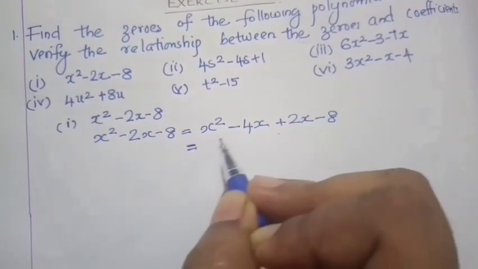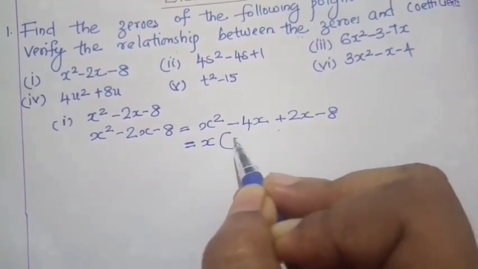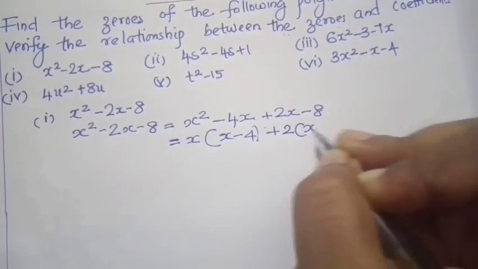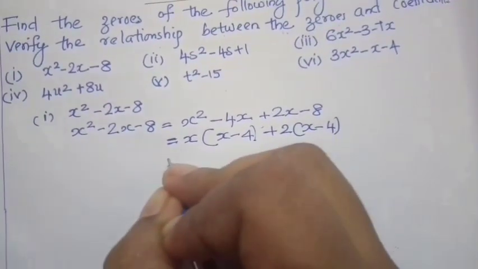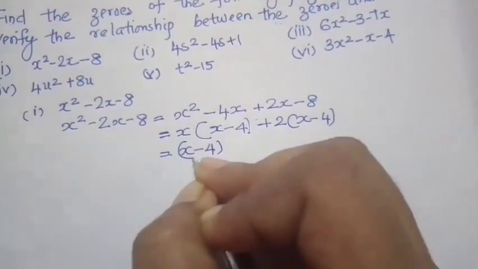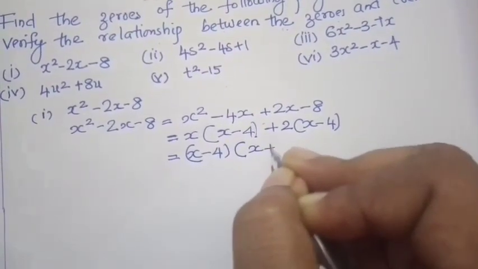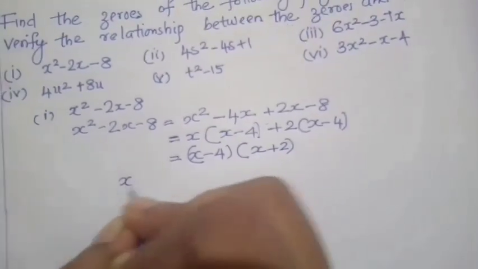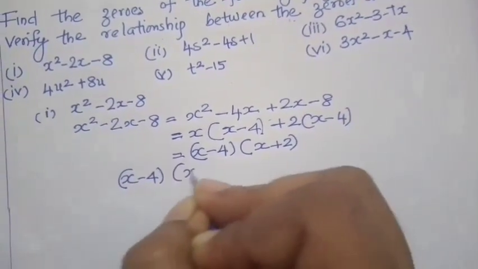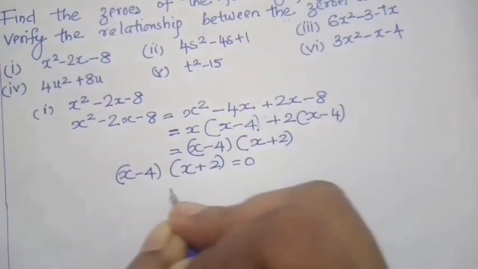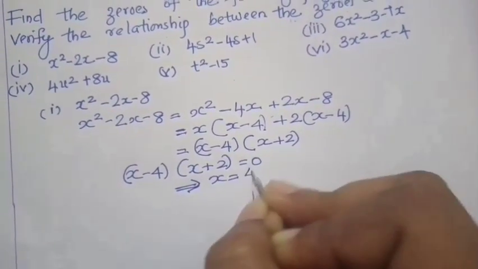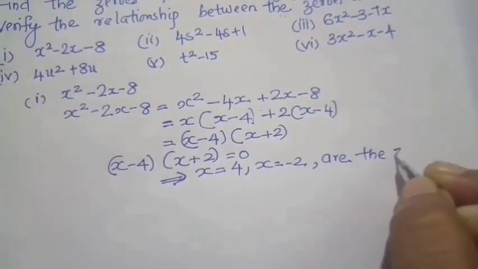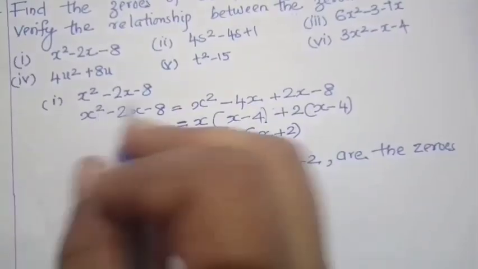So that will be equal to, taking the common factor out of this, we get x into x minus 4, and taking 2 out of this, we get 2 into x minus 4, and on taking again the common factor, x minus 4 into x plus 2. And to find the zeros, we have to equate this to 0, that is x minus 4 into x plus 2 equal to 0, which implies that x equal to 4 and x equal to minus 2 are the zeros of the given polynomial.